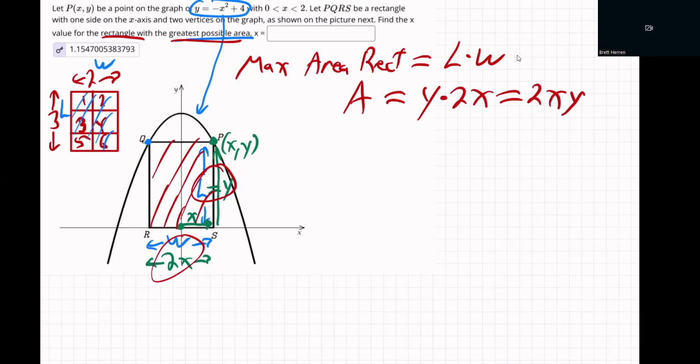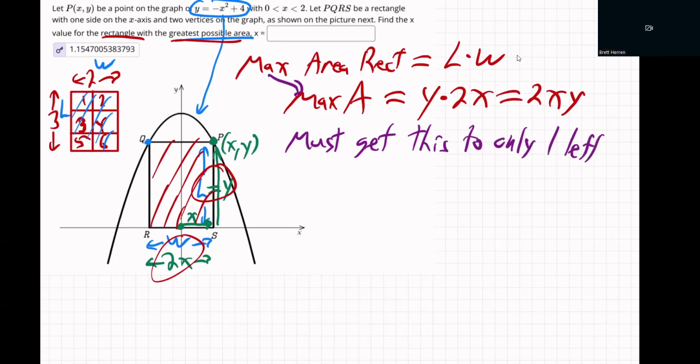Now, the problem is we want to maximize that, right? We want to maximize the area. Now we must get this to only one letter. This formula here, we don't want two letters. We never want two letters in what we're trying to maximize or minimize. Well, how are we going to do that? We've got to plug in for one of them. So, where can we plug in?